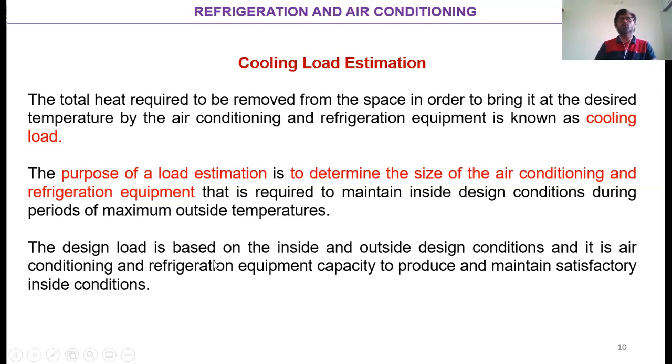So this design load or the cooling load is based on the inside and outside design conditions, and it decides the air conditioning and refrigeration equipment capacity to produce and maintain a satisfactory inside condition. Refrigeration air conditioning equipment capacity means the ton of refrigeration. So what should be the ton of refrigeration? That is the capacity of the refrigeration air conditioning equipment. The equipment shouldn't be designed for too large a TR or too small a TR. Okay, ton of refrigeration capacity should be appropriately designed for that particular load which would be handled by that equipment.